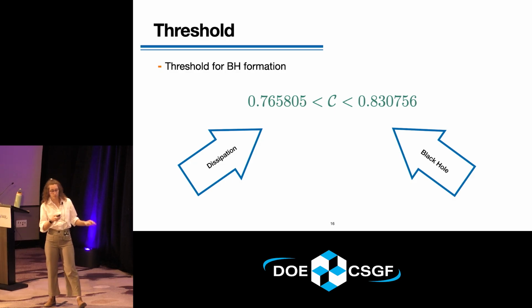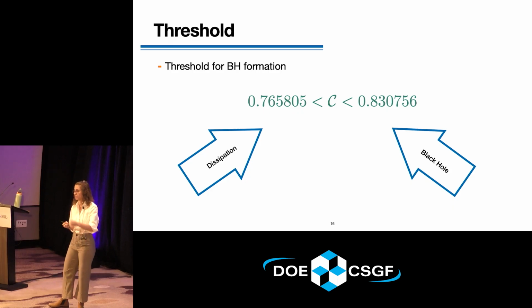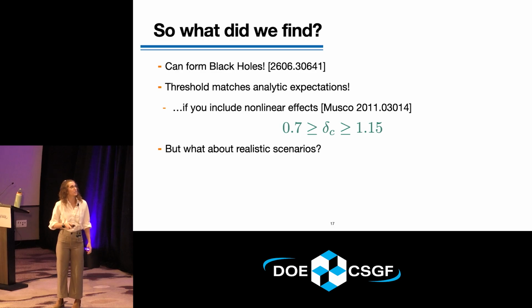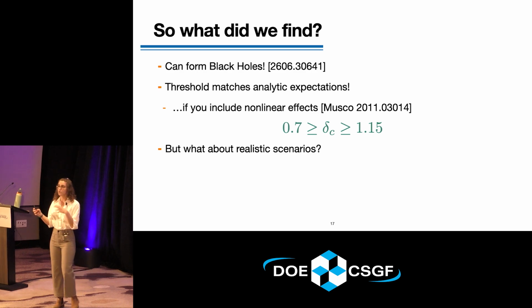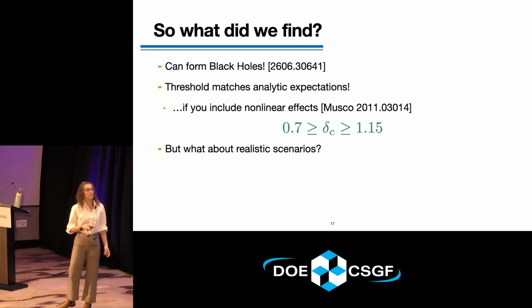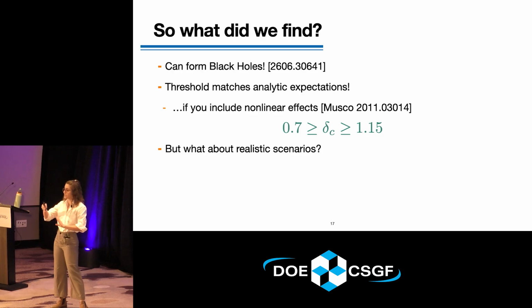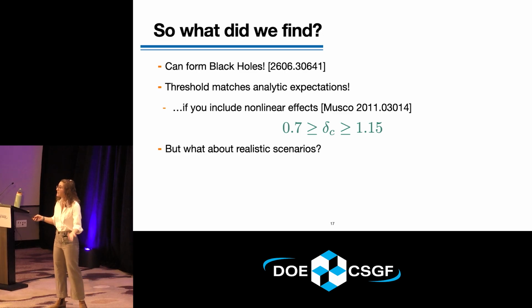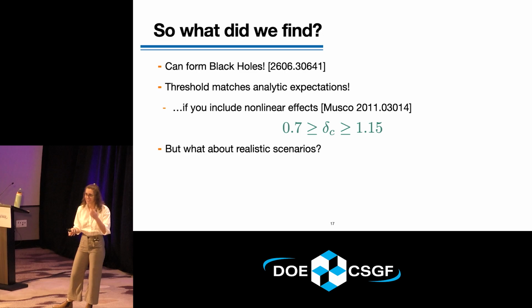And the number doesn't matter so much. C is basically a description of how large of an amplitude you need. But it's about 0.8 is what we find. And this matches analytic expectations. So there's been recent work by Ilya Musko and other collaborators who've said that if you include nonlinear effects and you do some sort of analytic approximation for how large of an amplitude you need, then depending on the exact shape of your overdensity, whether you assume it's perfectly spherical or spinning or whatnot, you should have a black hole if your amplitude is between 0.7 and 1.15. So our 0.8 fits perfectly in that description, which is fantastic, right?